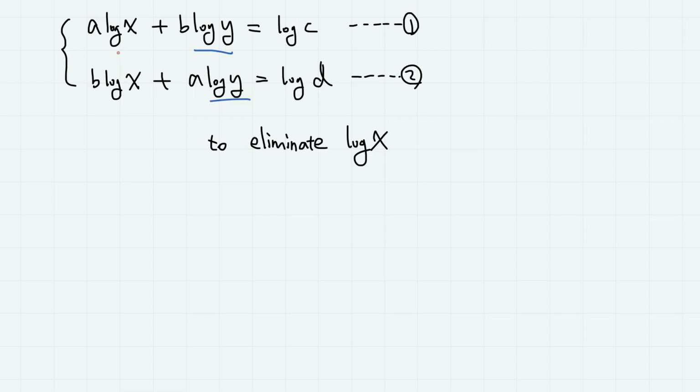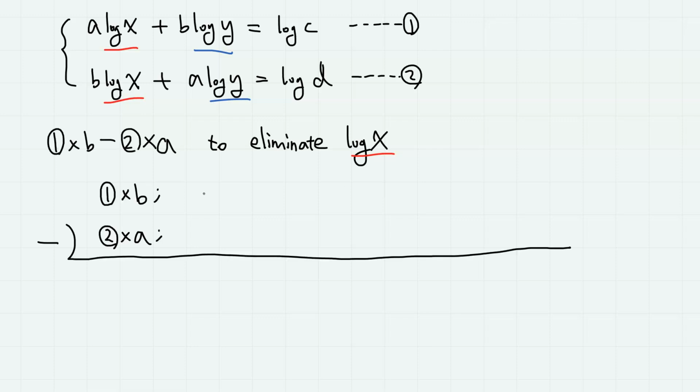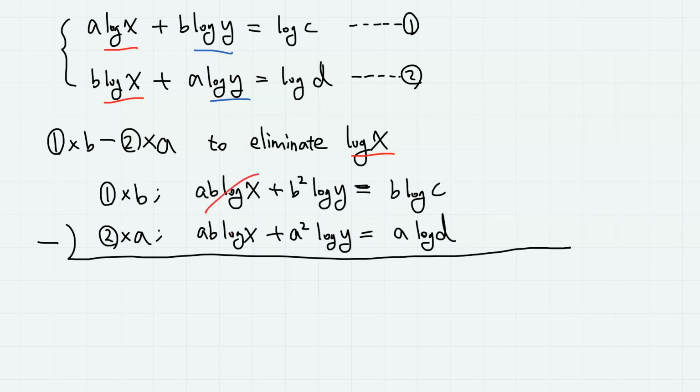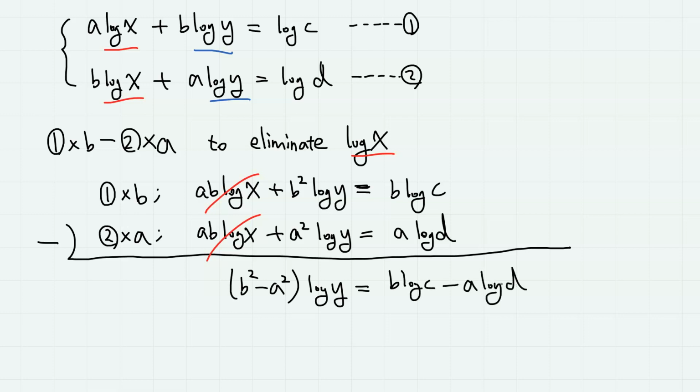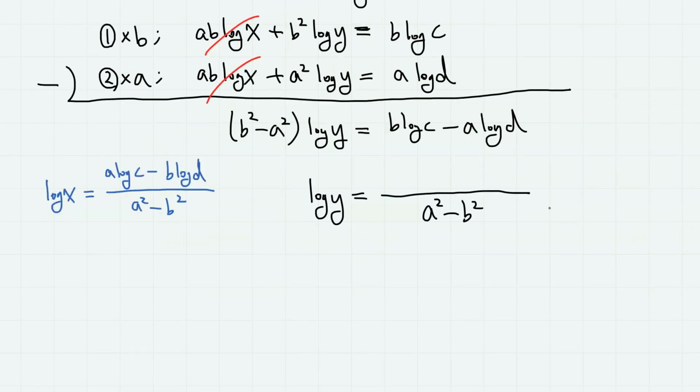In order to do that, we must eliminate log x, and we can do it by equation 1 times b minus equation 2 times a. If we do a similar process, the log x terms cancel out, and we have b squared minus a squared times log y equals b log c minus a log d. And if we use the same denominator as log x, which is a squared minus b squared, we have a log d minus b log c here.